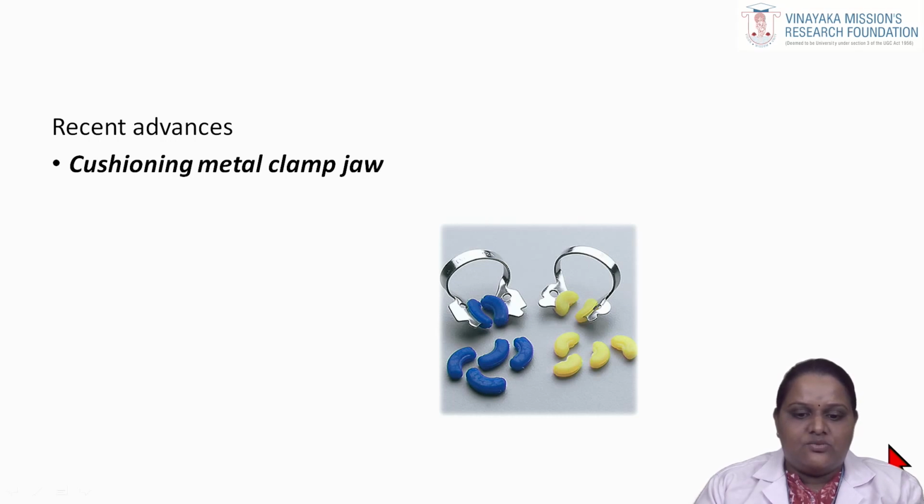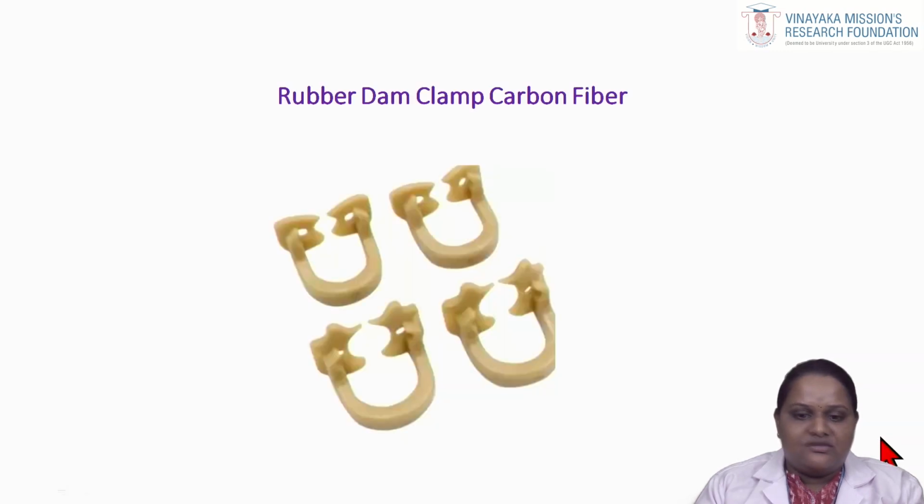The recent advances with the clamps: it consists of a cushioned metal clamp jaw. It prevents injury to the gingiva. So this is a rubber dam clamp with a carbon fiber. Before, we were using metal rubber dam clamps, which might cause injury to the gingiva. To prevent that, these carbon fibers are even more flexible and cause less trauma to the gingival tissues.